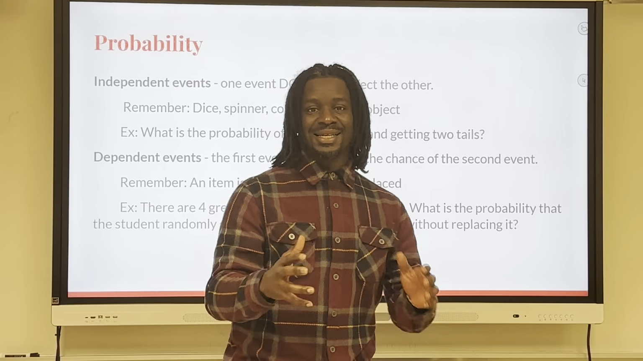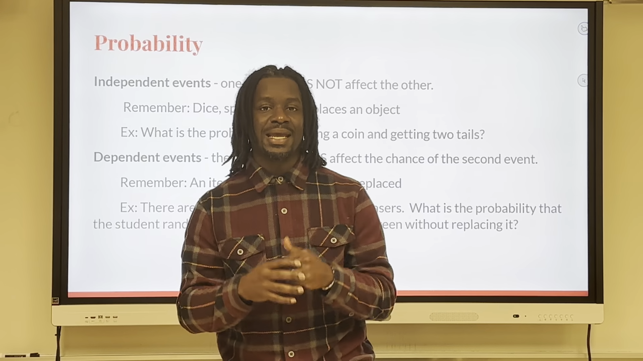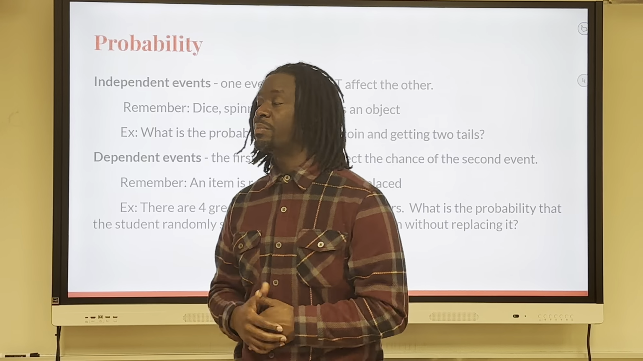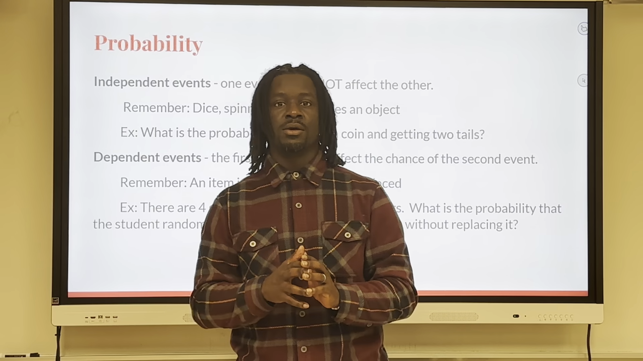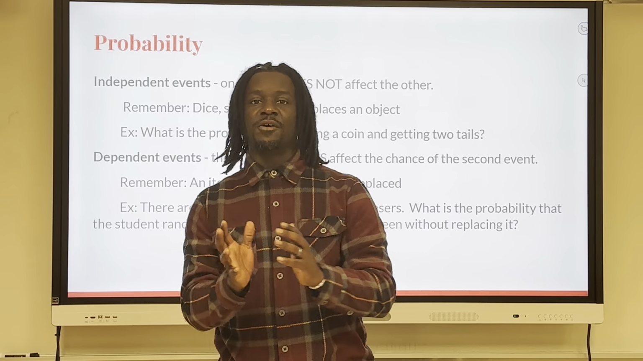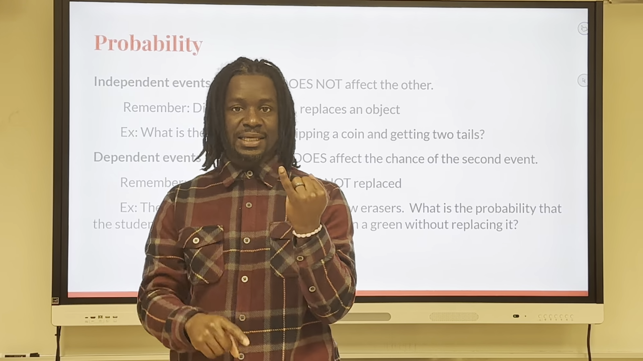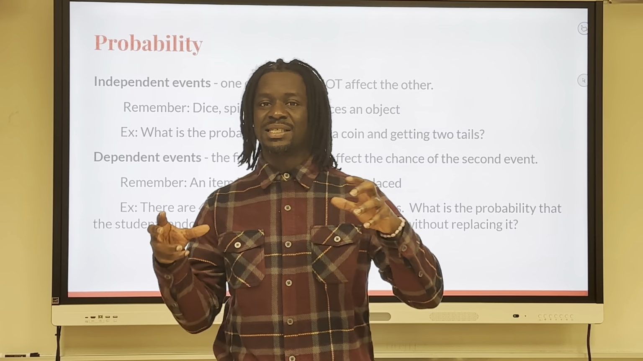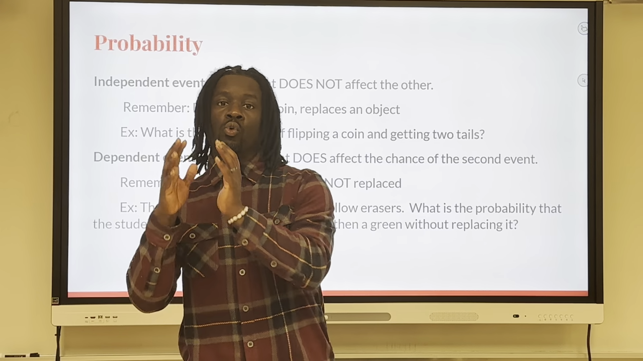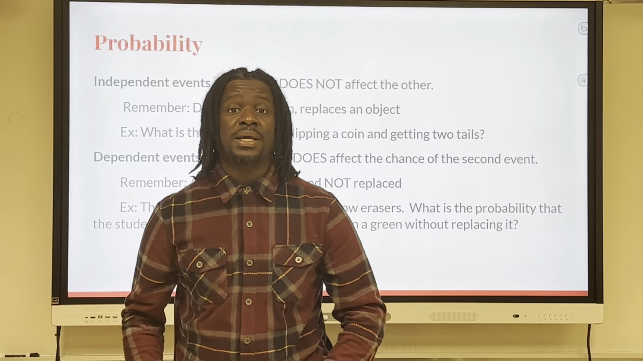First thing we looked at in this unit was probability: independent and dependent events, being able to understand the difference, but then also being able to determine the probability. To make it plain, independent events are when the first event does not affect the second event. Problems that involve dice, coins, spinners, or anytime you take an object and put it back are independent. What you get the first time has no effect on what you can get the second time.